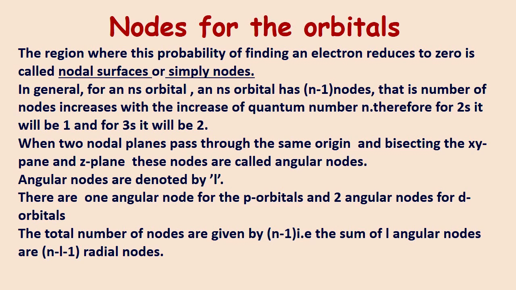When two nodal planes pass through the same origin and bisect the xy plane and z plane, these nodes are called angular nodes. Angular nodes are denoted by l. There is one angular node for the p orbitals and two angular nodes for d orbitals. The total number of nodes is given by n-1, that is the sum of l angular nodes and n-l-1 radial nodes.